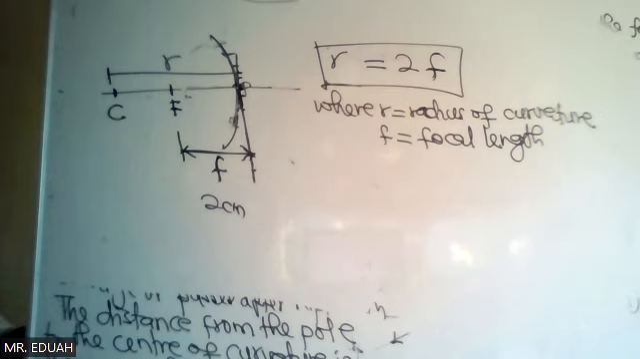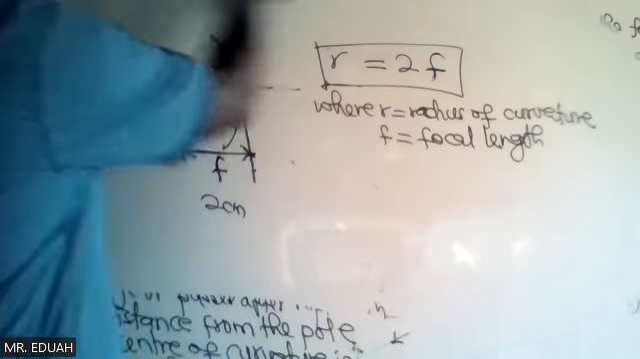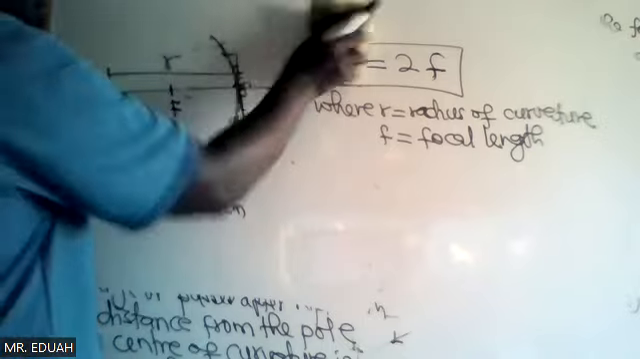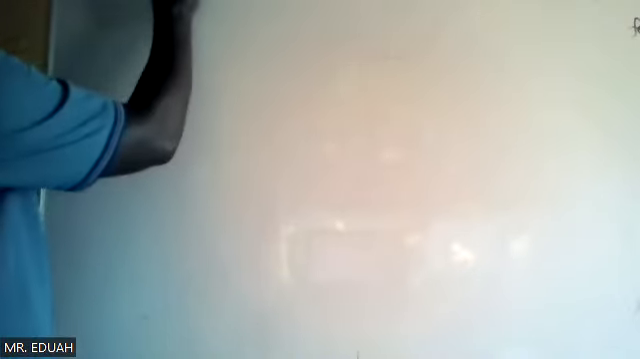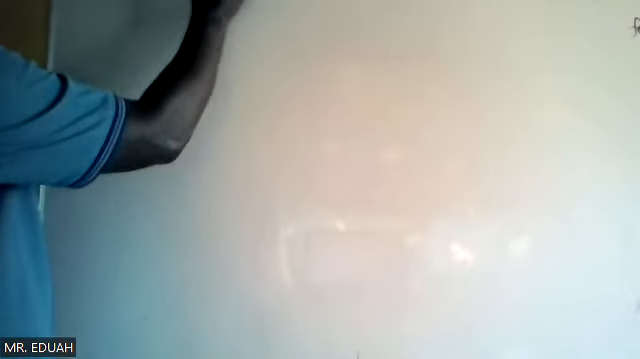Okay, now let's get into ray diagrams. Formation of images in spherical mirrors using ray diagrams. How do we describe the image formed by a particular spherical mirror using a ray diagram? So let's look at it for concave.